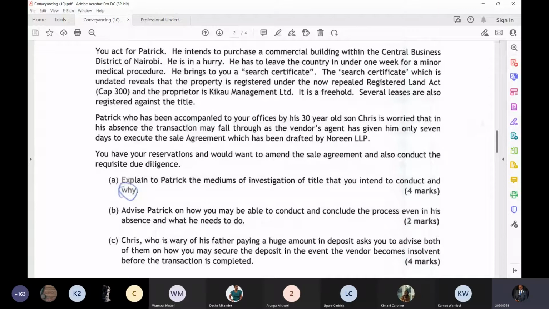Because the company by itself cannot sign. Kikau management won't come there and sign the documents. It's directors, it's agents will be the ones who will sign this sale agreement. So you need to determine who are the faces, who are the directors, so forth. So it's part of due diligence. Those are some of the things to check out when doing a conveyancing paper.